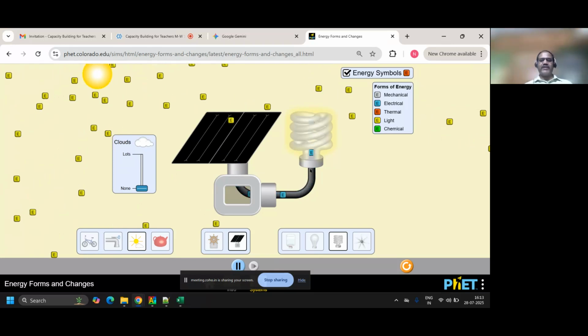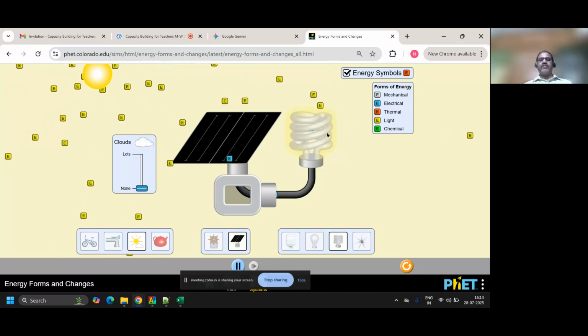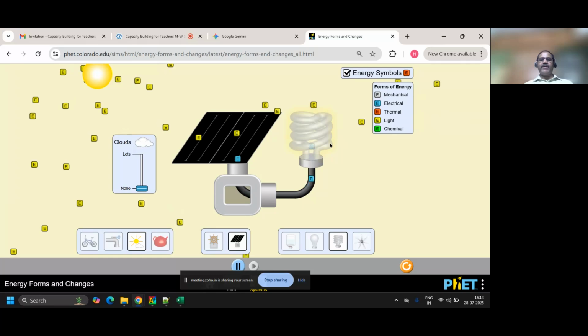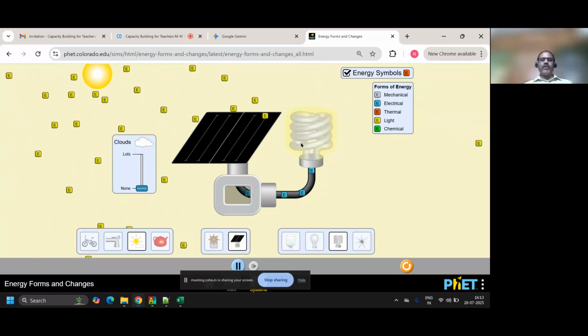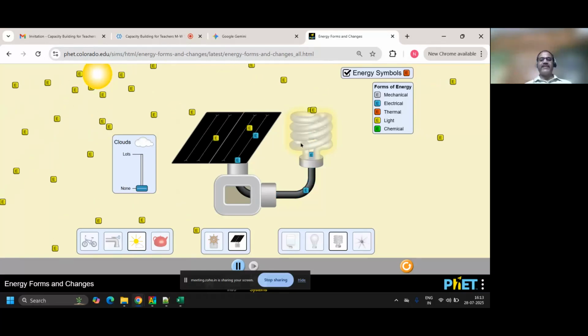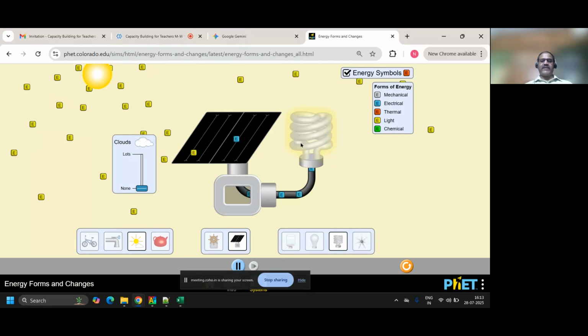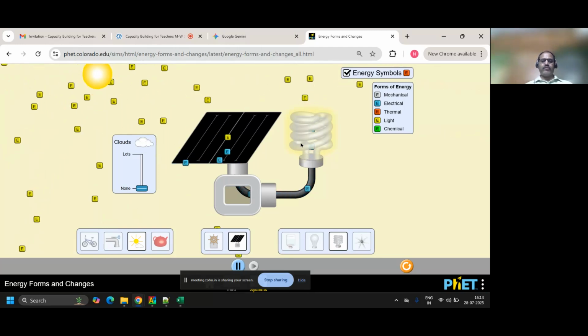That electrical energy passes through this thing. Bulb is glowing. Bulb is emitting light, right? Now bulb also emits heat. Bulb, when it consumes the electricity, it is also emitting light and heat.